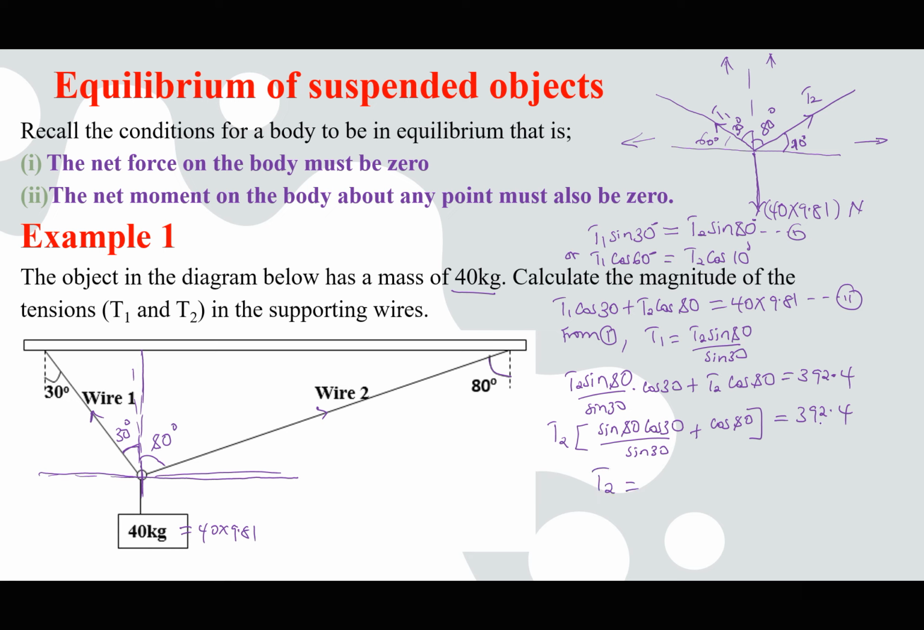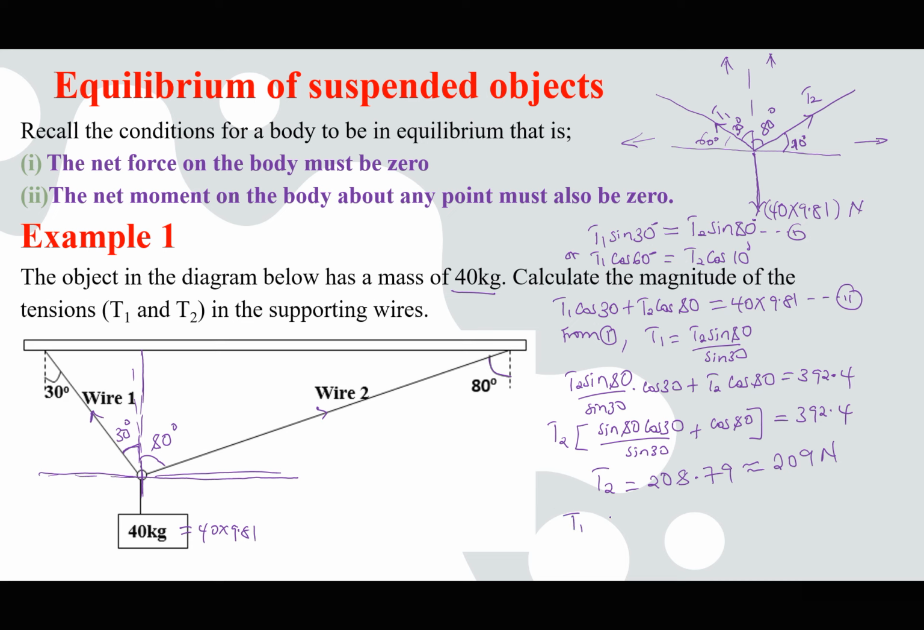So I'll just divide the other side because I must make T2 the subject. So it is 392.4 divided by the bracket. So I'll say 392.4 divided by the answer in the brackets. So this is giving me T2 as 208.8, or 208.79 if you want more significant figures, but this is approximately 209 newtons.